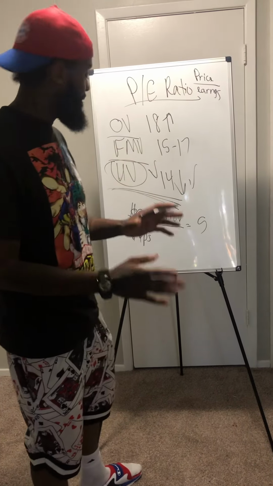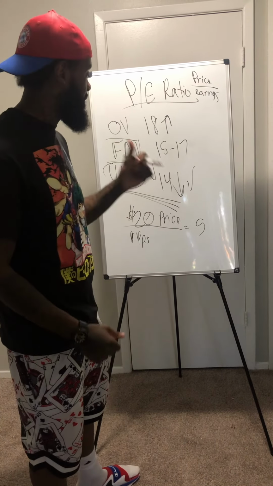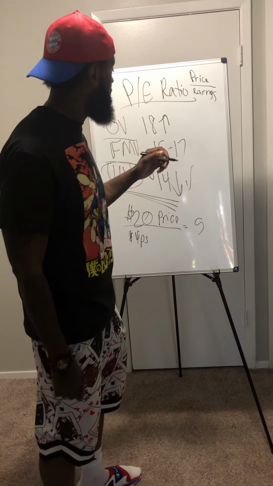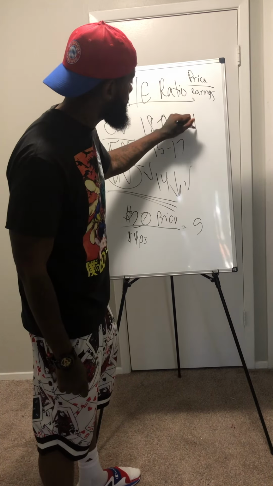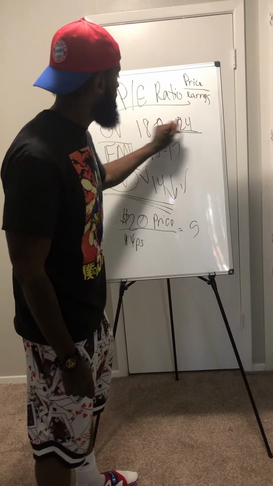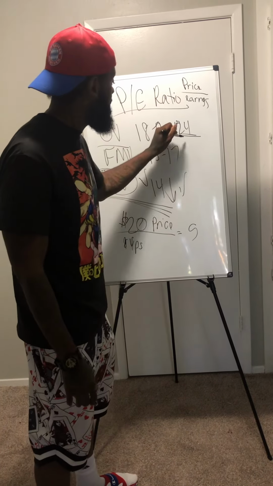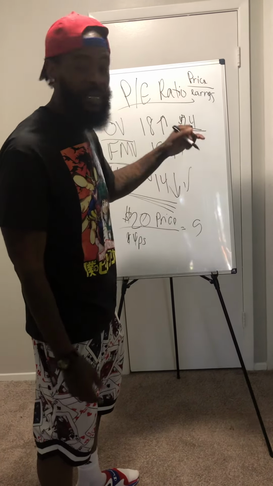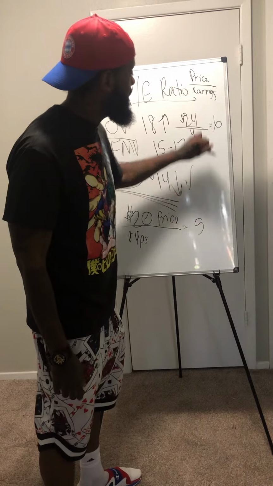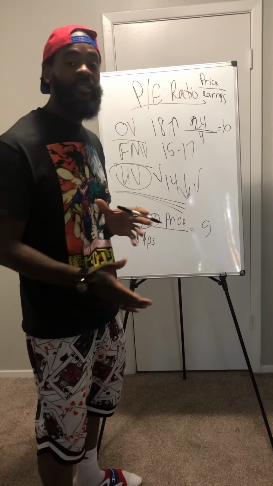All right, so let's take this same company. Let's say the stock price goes up to $24 a share, but the earnings stay the same at $4. So now the PE just went up to 6. So now that company is more expensive to own.